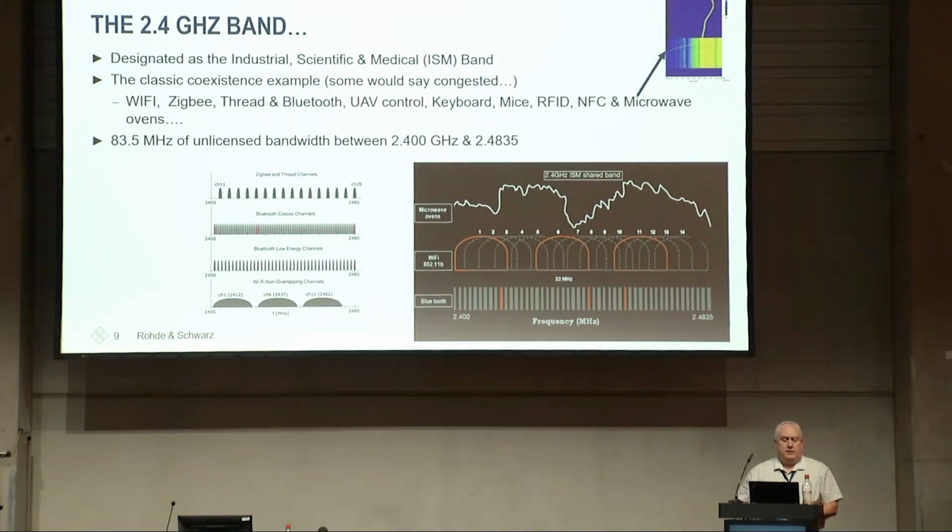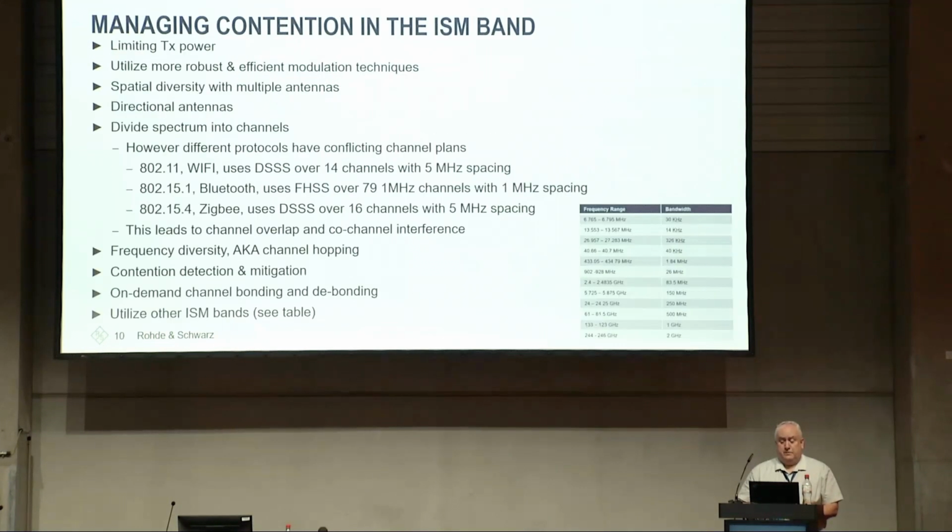And you can see from both of the bottom two graphs here, which are showing different aspects of the same thing, that there's a lot of people using that spectrum, and they all have different ideas about how they're going to channelize it, how they're going to split up that frequency into channels, how they're going to hop around, and how they're maybe going to do things like channel bonding and debonding to create larger chunks of spectrum. So the challenge is, how do we manage contention in the ISM band?